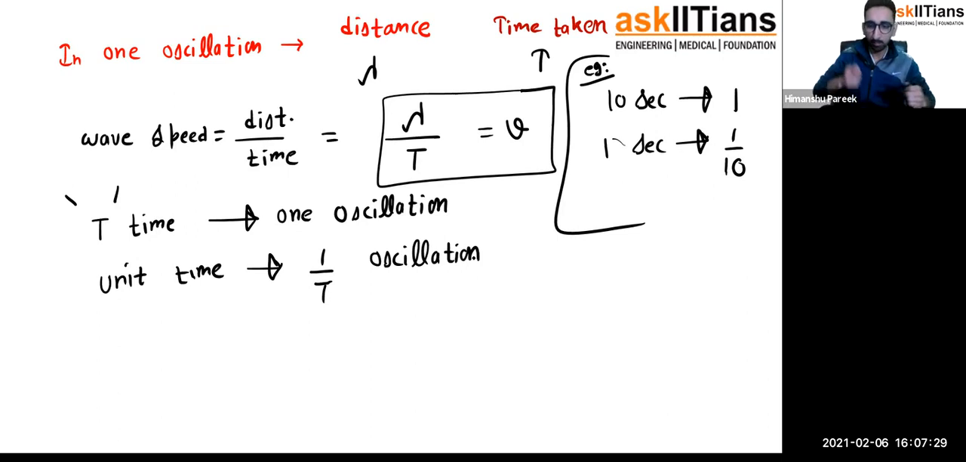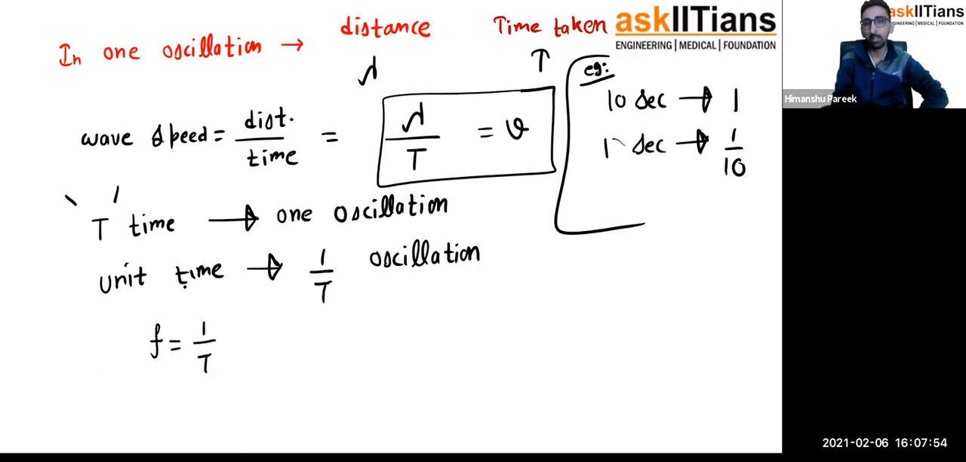Okay. So in 1 second, how many oscillations do you complete? That's what we call frequency, how frequently this process is happening. In time T, let's say there was one oscillation. So that's the time period. In unit time, the number of oscillations is 1 by T. That is what we call frequency. So frequency is nothing but 1 over T.